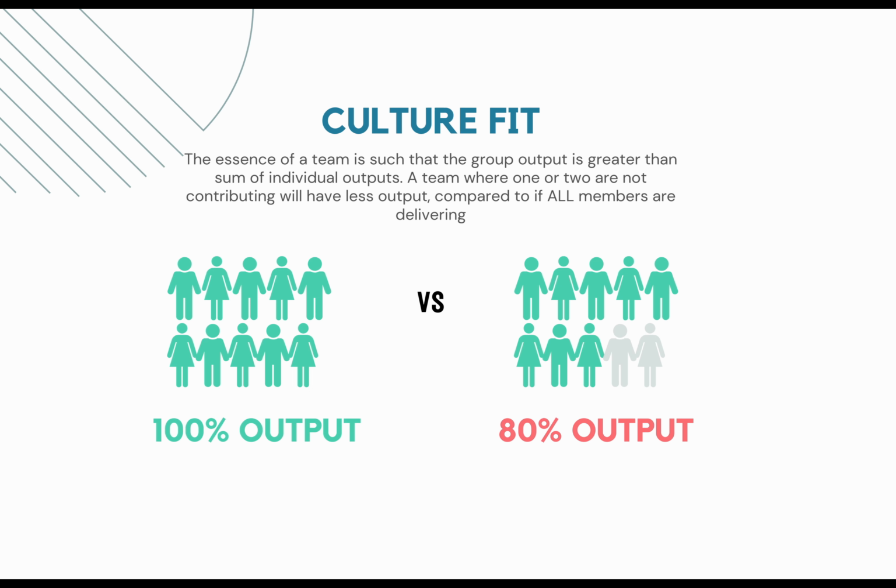Imagine you have a team of 10 engineers, right? If all 10 engineers are contributing optimally, then you have 100% output, right? But if just 2 of the engineers are not contributing optimally, then you have 80% output. So now that's a 20% loss in performance. And that 20% loss in performance can translate to the business not being able to achieve its objectives, right?